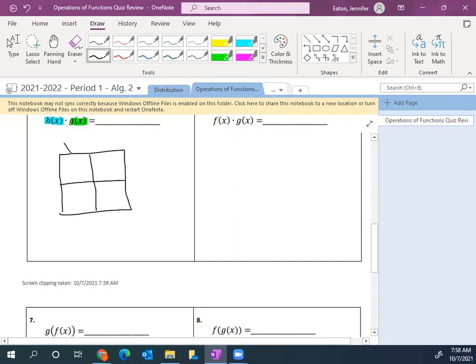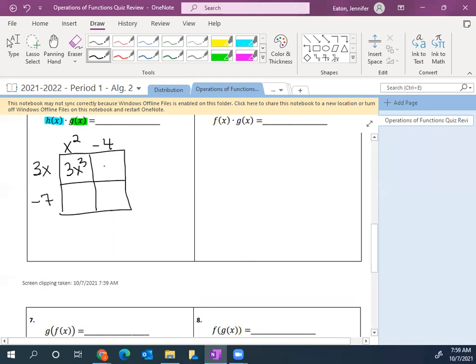And my h of x was x squared minus 4, and that goes along the top. And my g of x was 3x minus 7, and that goes along the left-hand side. So now we're going to multiply these. So I have 3x and x squared is 3x cubed, because we have 3 and there's nothing multiplied, so that 3 stays put. And x times x squared is x cubed.